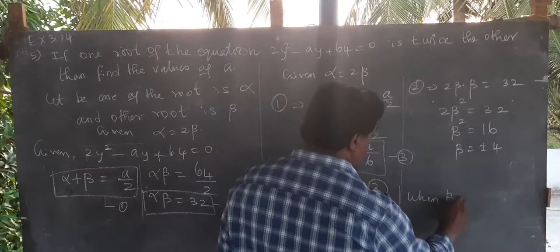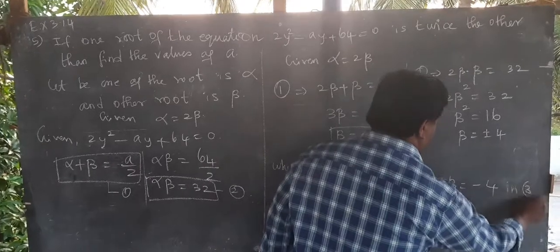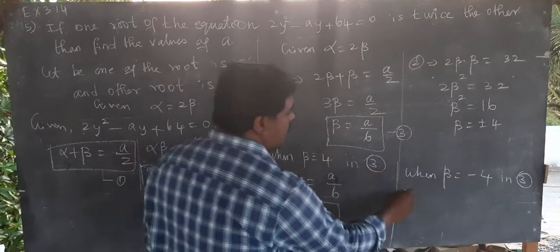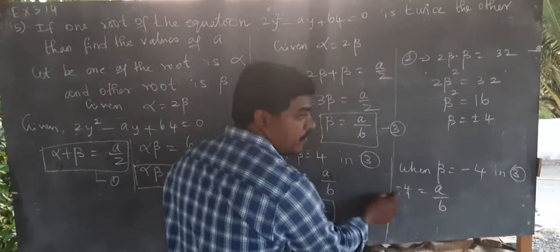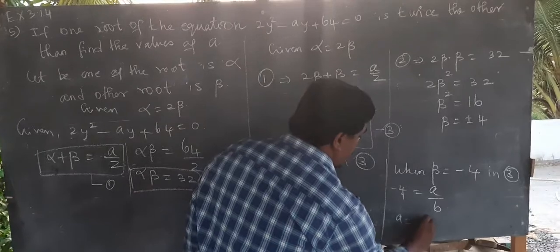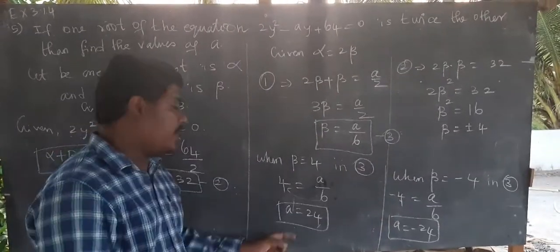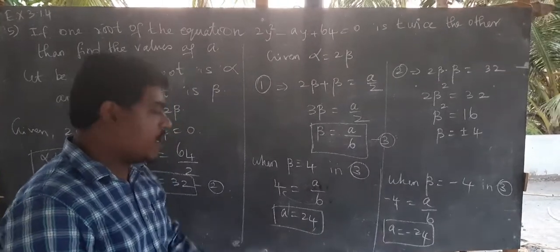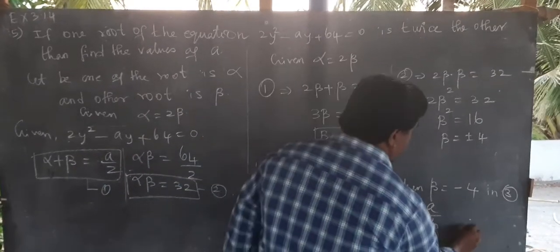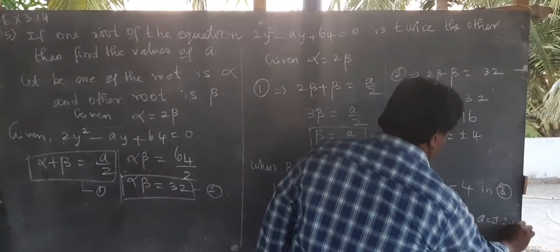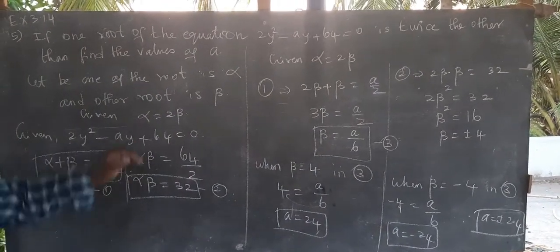Then beta equal to minus 4 in 3. So minus 4 equal to a by 6 means 6 into minus 4, minus 24. A equal to minus 24. So we are having the values of a equal to plus or minus 24, because one value is 24, another value is minus 24. Therefore, we are getting a equal to plus or minus 24.